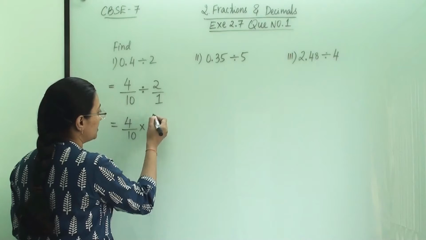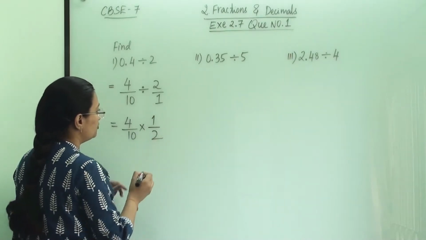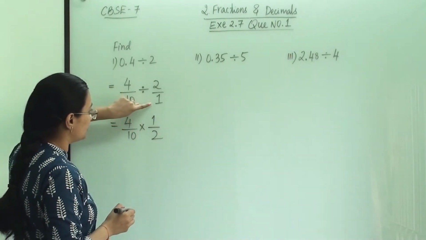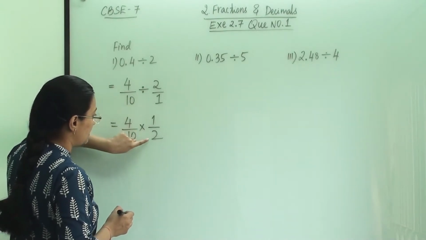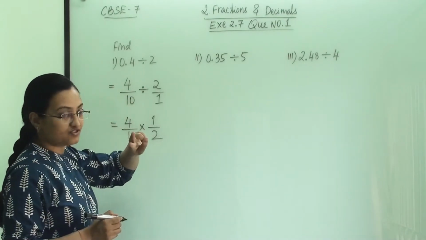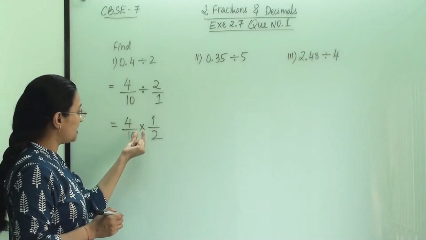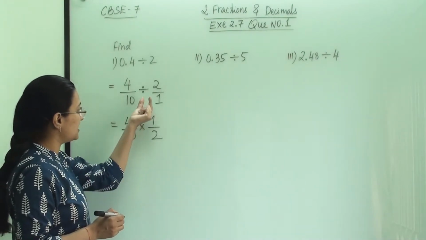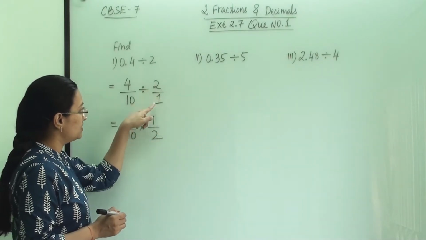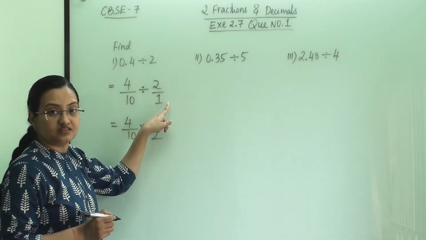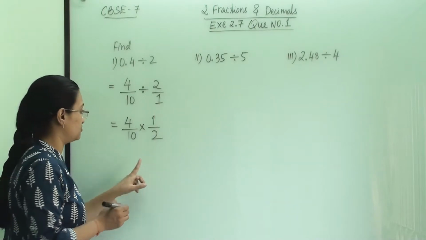So 2 by 1 will become 1 by 2. Numerator will become denominator and denominator will become numerator. What two things have we changed? The division sign we have converted into a multiplication sign, and this 2 by 1 we have written as 1 by 2. So we have taken the reciprocal of the second fraction.